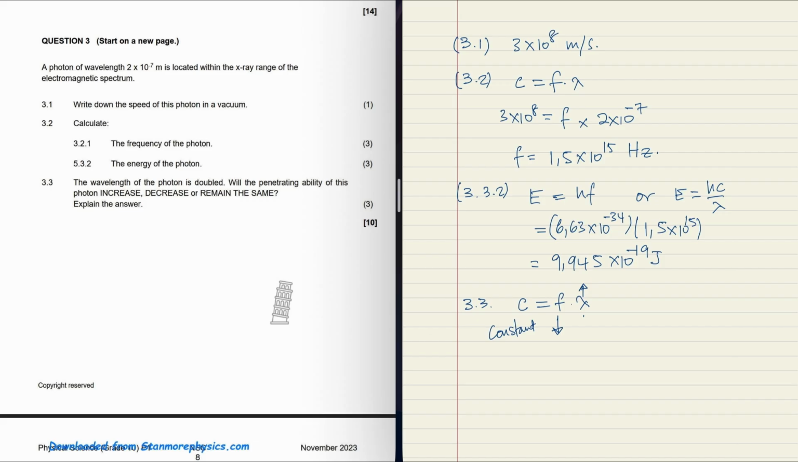So we know that wavelength and frequency are inversely proportional. So the frequency is going to decrease. But from 3.3.2, we know that E is equal to HF. H is a constant. So if F is decreasing, E is decreasing. And if E is decreasing, the penetrating ability is also going to decrease.